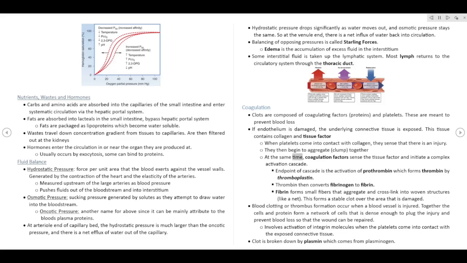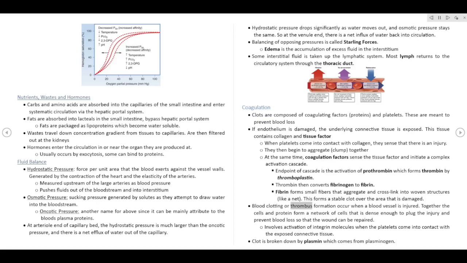At the same time, coagulation factors sense the tissue factor and initiate a complex activation cascade. The endpoint of the cascade is the activation of prothrombin, which forms thrombin by thromboplastin. Thrombin then converts fibrinogen to fibrin. Fibrin forms small fibers that aggregate and crosslink into woven structures, like a net. This forms a stable clot over the area that is damaged.